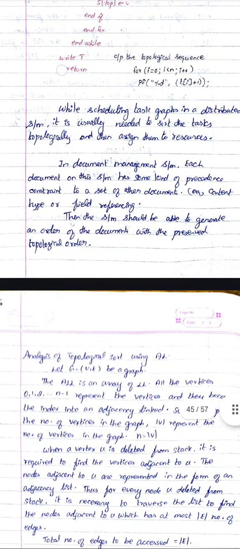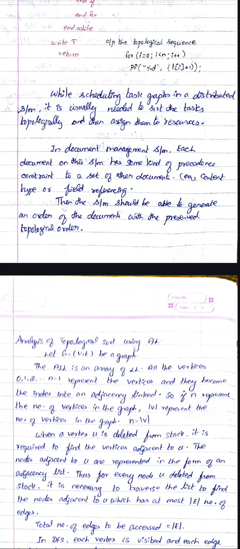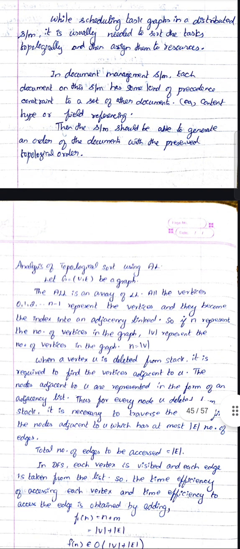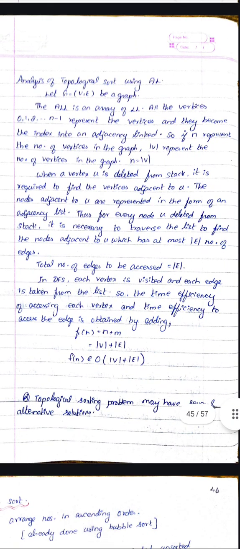While scheduling task graphs in a distributed system, similarly, it is usually needed to sort the tasks topologically and then assign them to resources. In document management, similarly, each document in the system has some kind of precedence constraint with a set of other documents, content type, or field replacing, so the system should be able to generate an order of documents with a preserved topological order. Analysis of topological sort using an adjacency array.